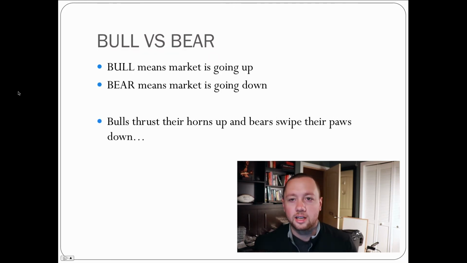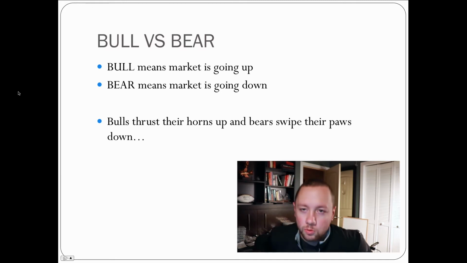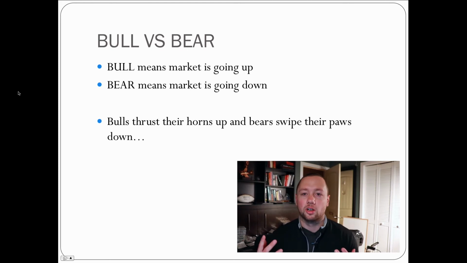So what does this look like and how do we get into it? Well, before we start, we need to talk about a couple of definitions. The first two are bull and bear. Now, these are kind of unique terms. You're only going to hear them on Wall Street or CNBC or Bloomberg, but they are extremely common and they're a way of defining and describing the market.